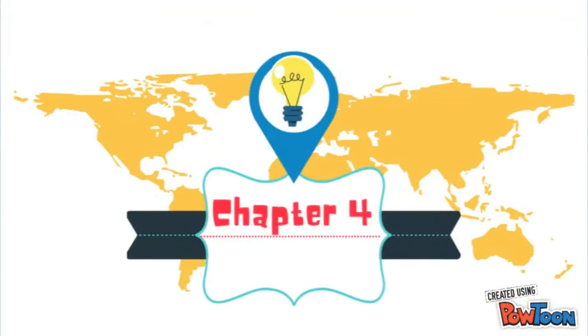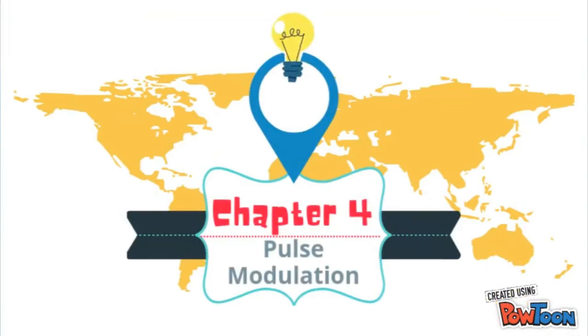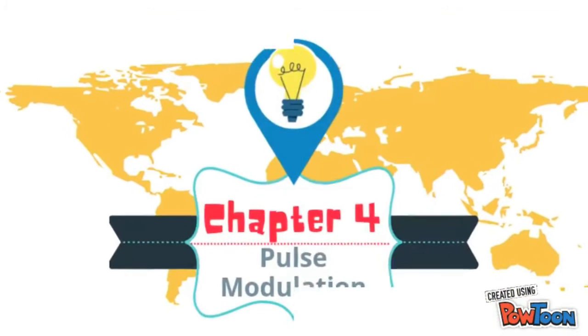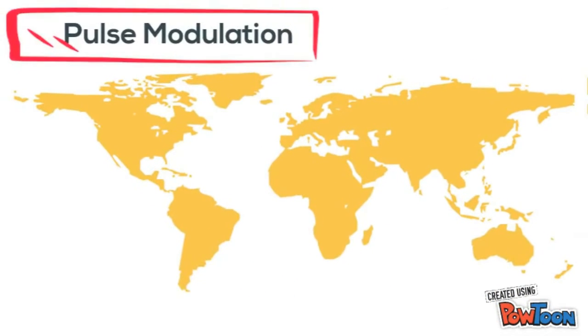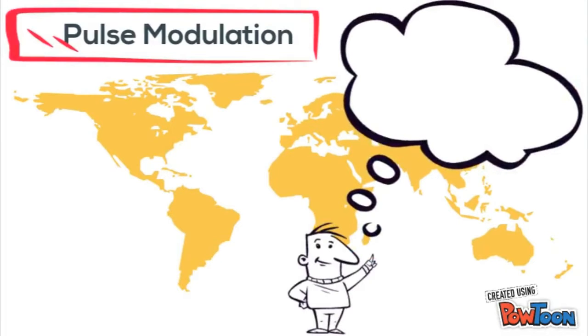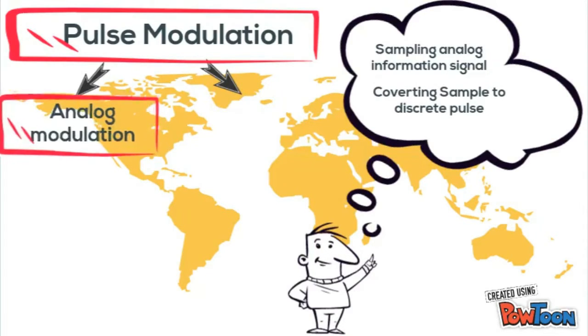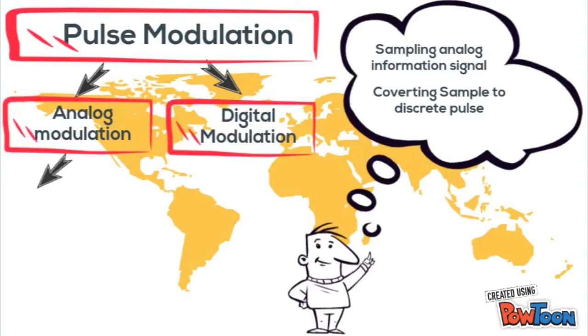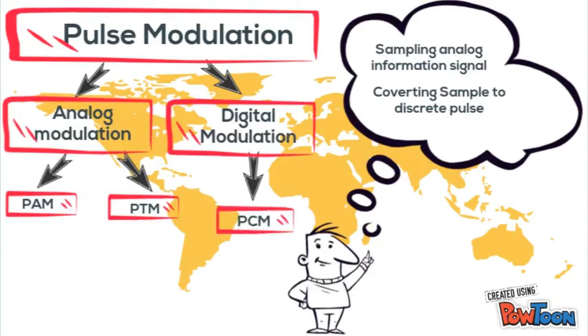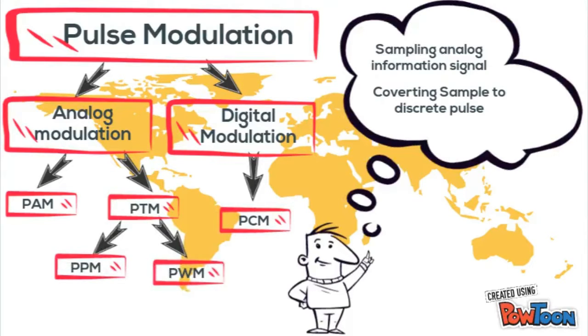Today we will focus on pulse modulation. And what is pulse modulation? Pulse modulation is sampling an analog information signal and converting the samples to discrete pulses. Pulse modulation has two types, analog modulation and digital modulation. Analog modulation includes pulse amplitude modulation (PAM), pulse width modulation (PWM), and the last one is pulse position modulation (PPM).